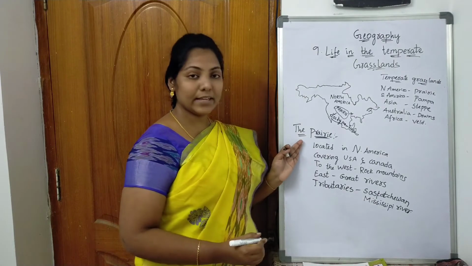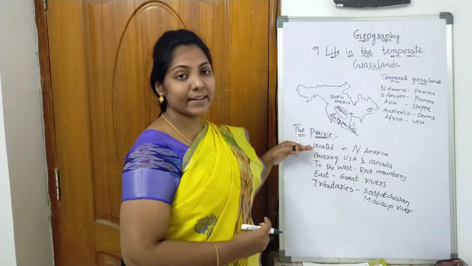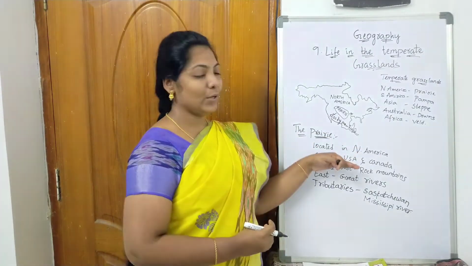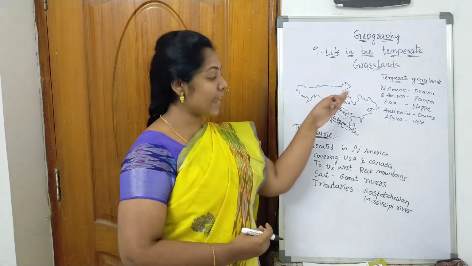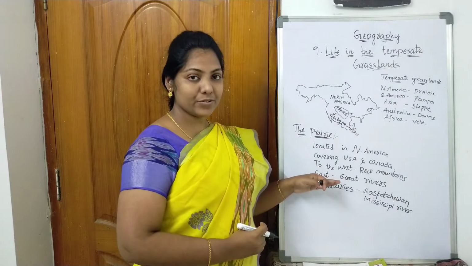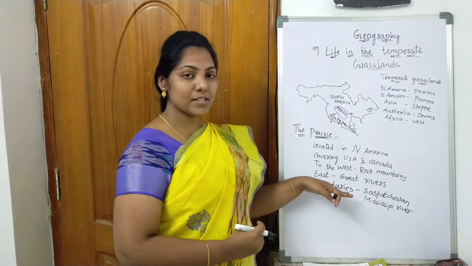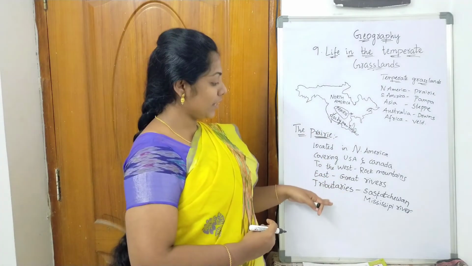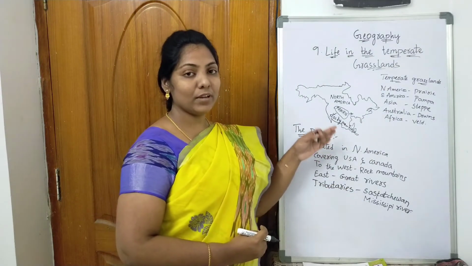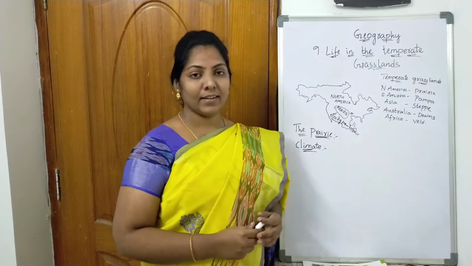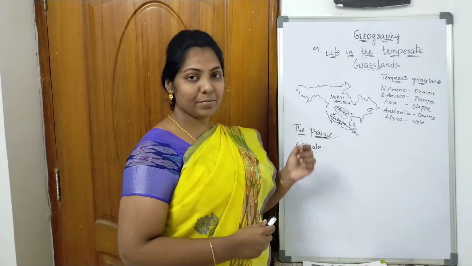So the prairies are located in North America, covering areas like USA and Canada, and to the west we have the Rocky Mountains, and to the east we have great rivers, and the tributaries of this prairie are Saskatchewan and Mississippi River. They flow into the prairies. Now let us see the climate in prairies.